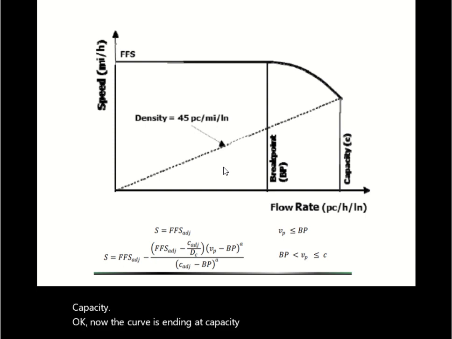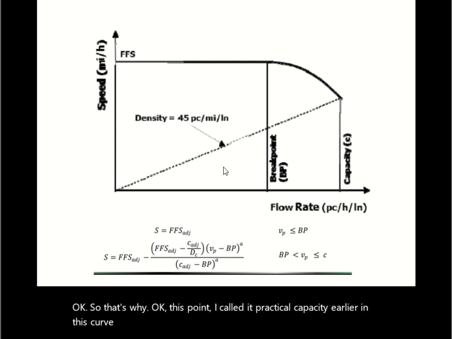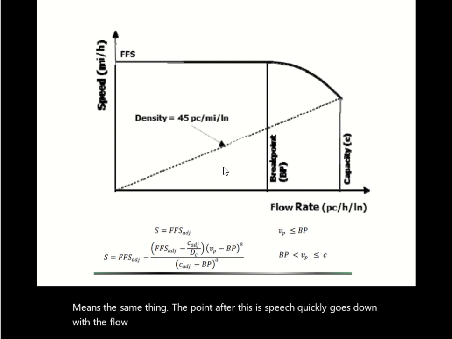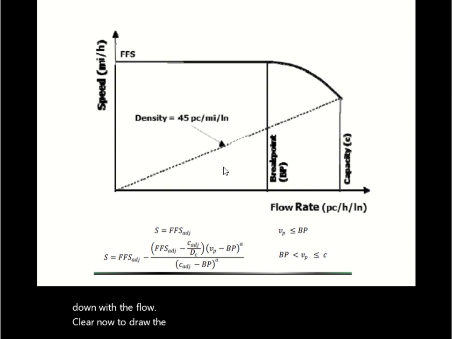Okay, now the curve is ending at capacity. Why is there no curve after capacity? The cars are stopping now. So that's why. This point I called practical capacity earlier. In this curve they are calling it break point. Means the same thing. The point after which the speed quickly goes down with the flow. Clear?